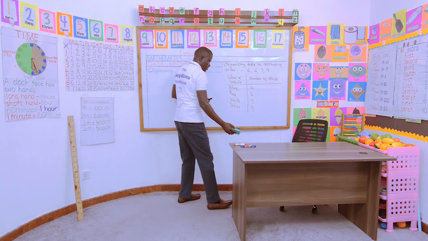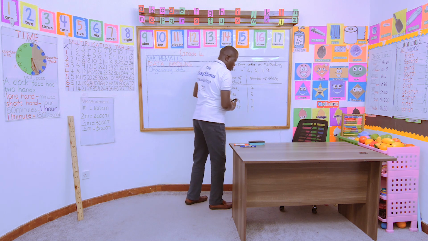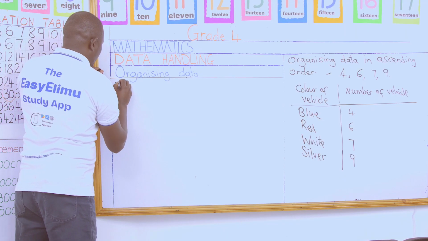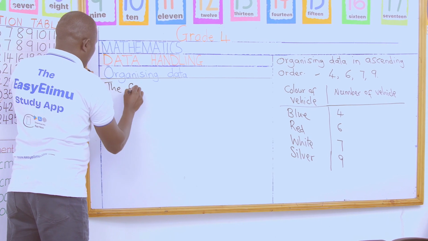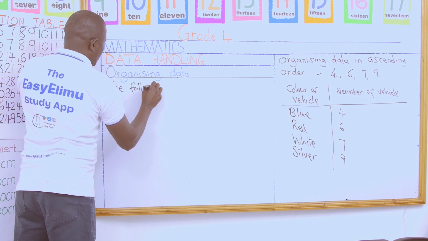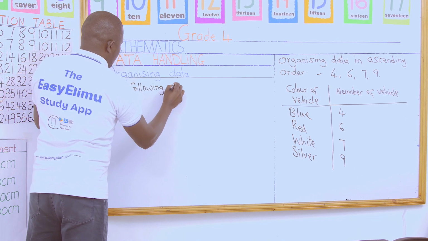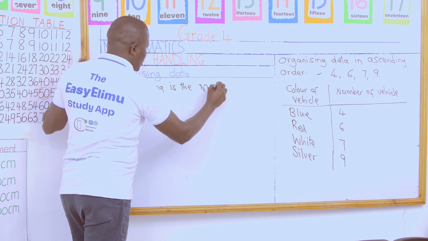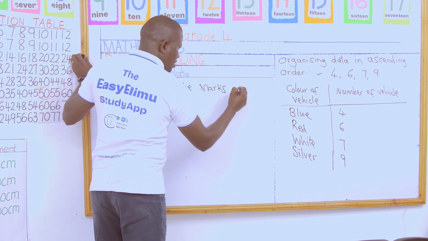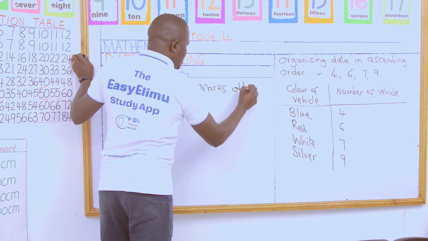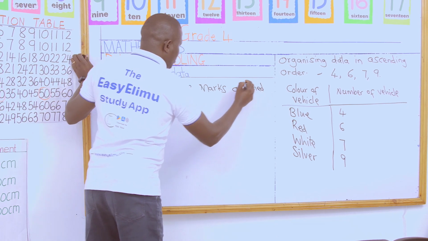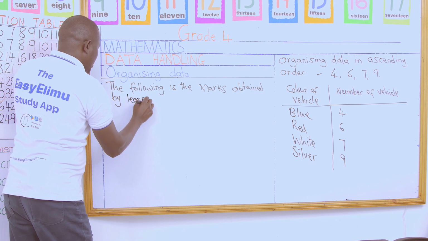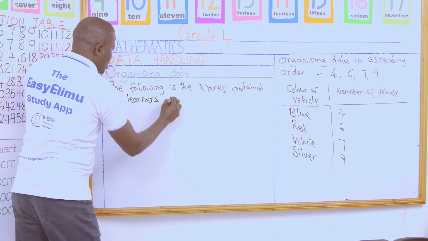The data we are organizing is the marks obtained by learners in mathematics. The following are the marks obtained by learners. These were your marks by learners in the mathematics test.